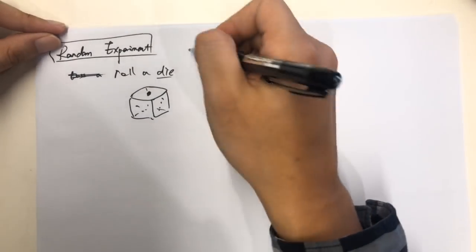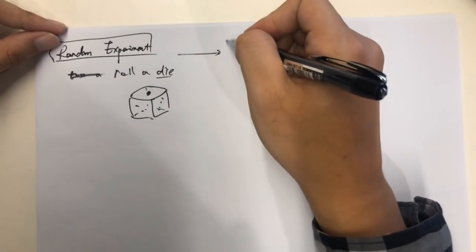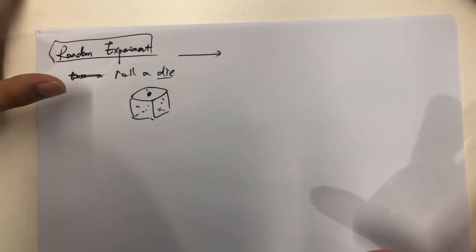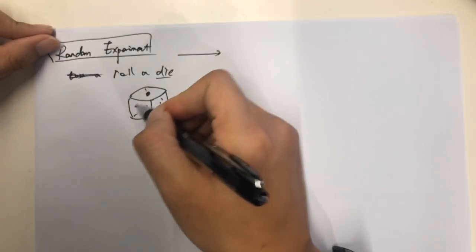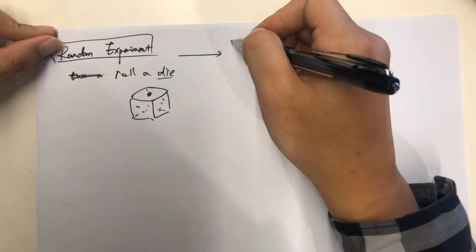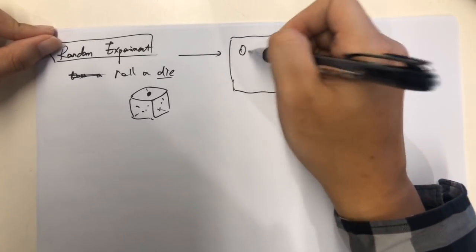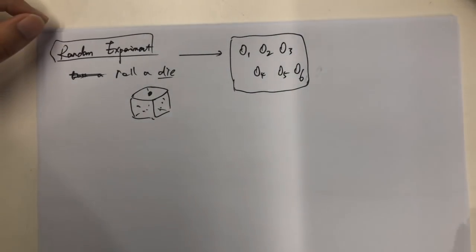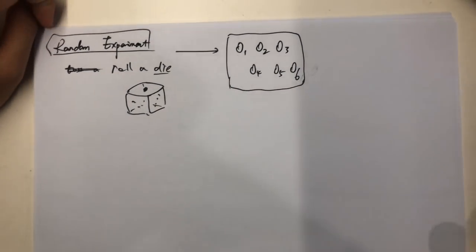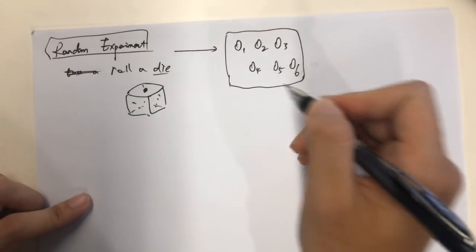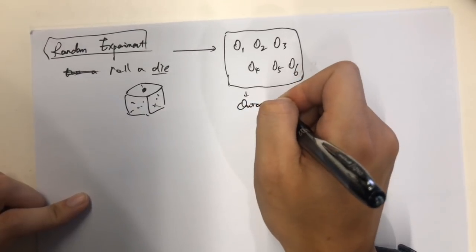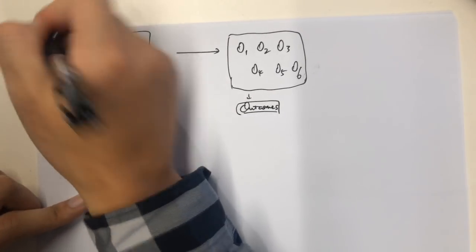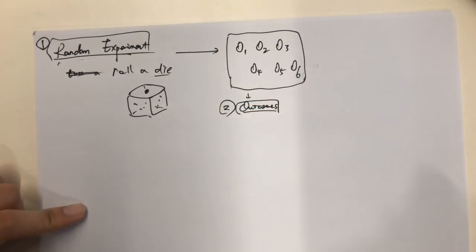If you roll a die, this random experiment can generate how many outcomes? I'll just finish the definition, okay? And then I'll see you tomorrow. So if you roll a die, you have six outcomes. Those six results are called different outcomes. We have outcome 1, outcome 2, outcome 3, outcome 4, outcome 5, and outcome 6. Okay, so those are called outcomes. A random experiment can generate outcomes. So this is the first important concept.